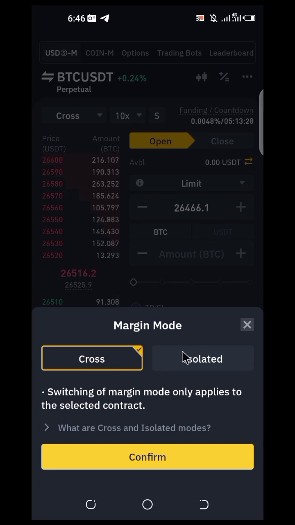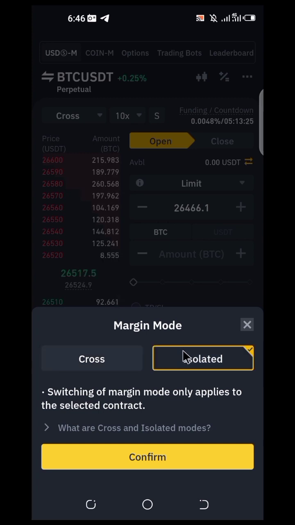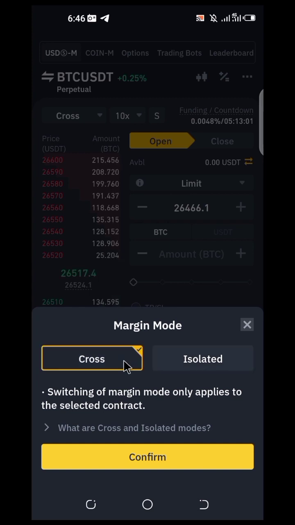But when I'm using isolated, it allows you to specify or to allocate a certain amount or percentage of your money in your account to trade a particular position. So let's say, for example, if I want to open a short position and I'm using the isolated margin and I have $100 in my account, I can actually use $10 out of my $100 to trade. But with the cross, you are risking your total amount of money in your wallet.